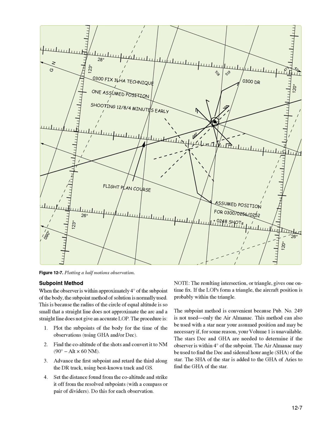The star's DEC and GHA are needed to determine if the observer is within 4 degrees of the subpoint. The Air Almanac may be used to find the DEC and sidereal hour angle (SHA) of the star. The SHA of the star is added to the GHA of Aries to find the GHA of the star.